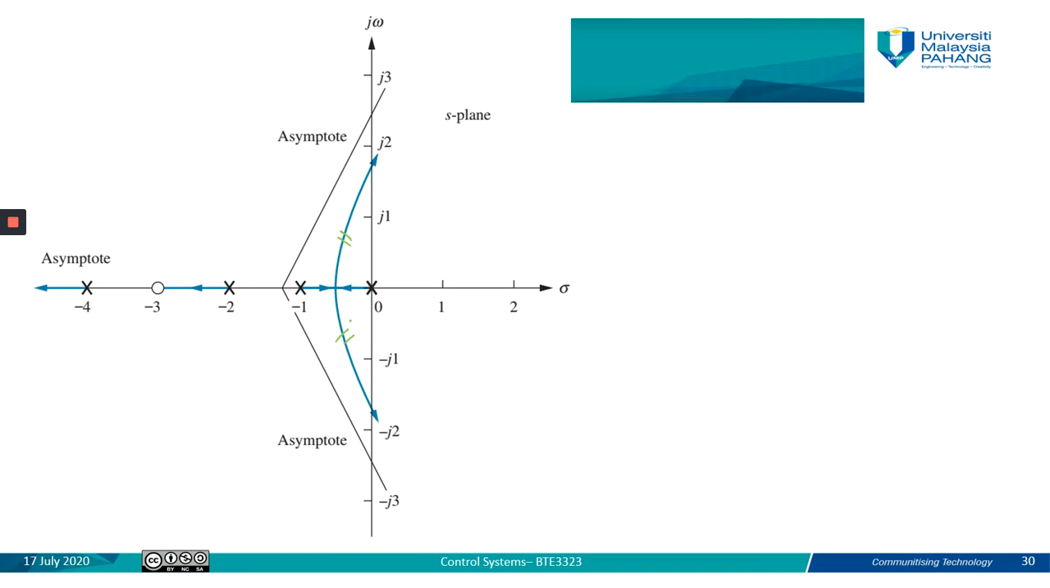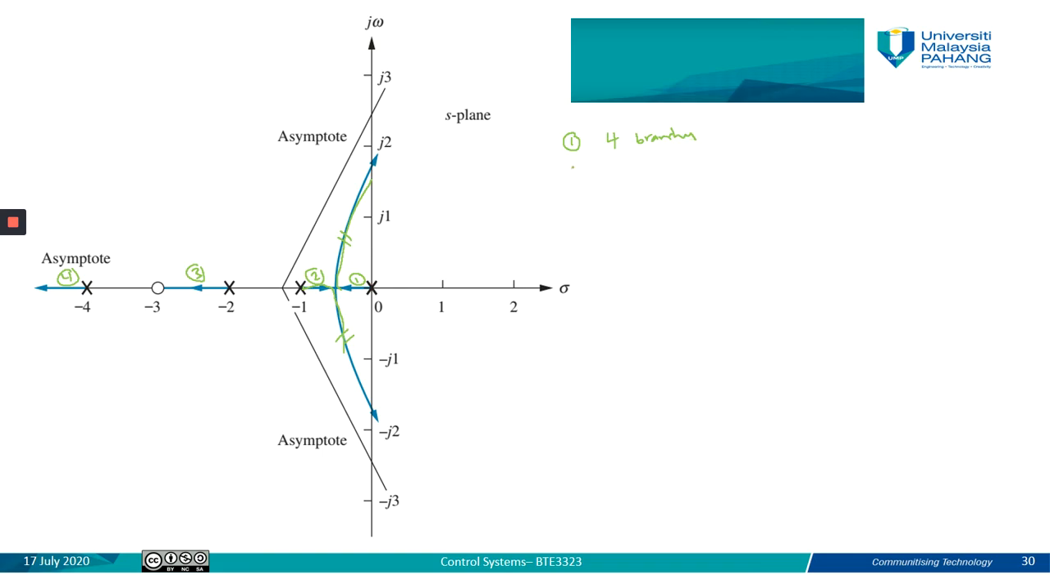So now if we want to go through the 5 rules that we have, the first rule is branches. The number of branches, which is the number of segments of the root locus, is equal to the number of poles. So if we say this is number 1, going here to infinity, for example, this is number 2, this is a segment going there to infinity, 2 segments, 3 segments, 4 segments. So this is rule number 1. We have 4 segments or 4 branches.